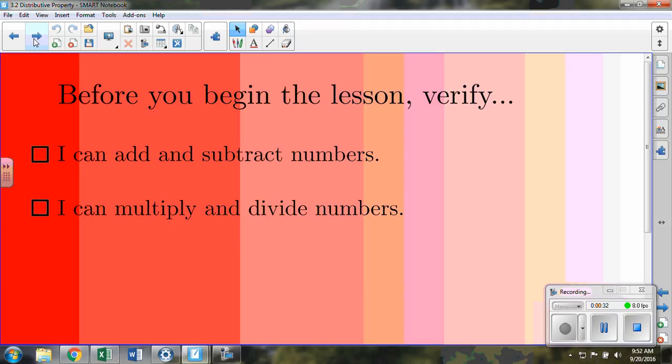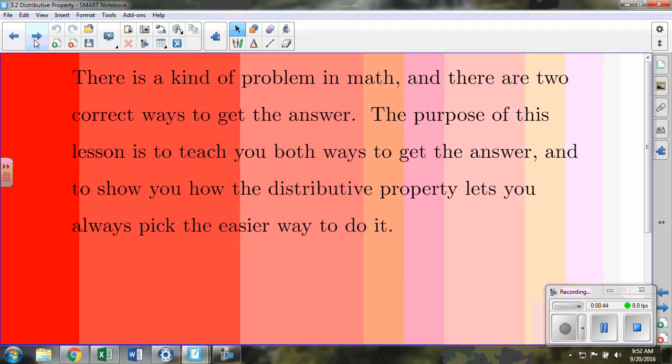Now, before we start looking at the distributive property, there are a couple things that you need to know. You have to know how to add and subtract. You have to know how to multiply and divide. There is a type of problem in math, and there are two different ways that you can go about getting your answer. This lesson with the distributive property is to show you both methods of getting the answer, and also to show you that you can pick and choose the easier way to do it.